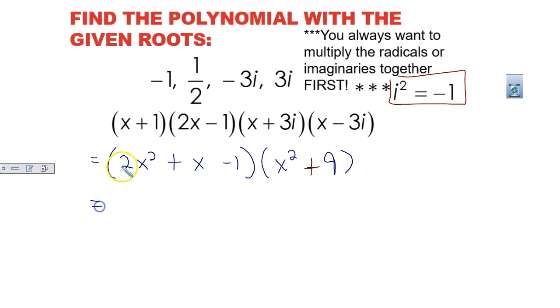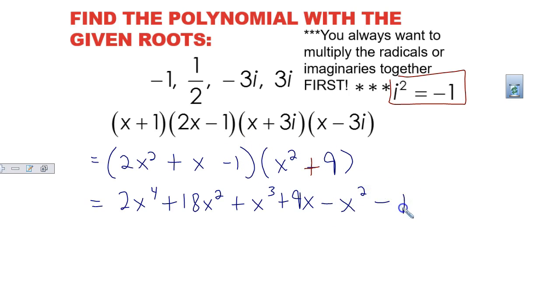Now we're going to multiply every term in the first parentheses times every term in the second parentheses to finish out this problem, to give us, let's see, 2x to the fourth plus 18x squared. That's 2x squared times everything in the second parentheses. Now we move on to x times both. That gives us plus x to the third plus 9x. And now negative 1 times both terms in the second parentheses gives us minus x squared minus 9.